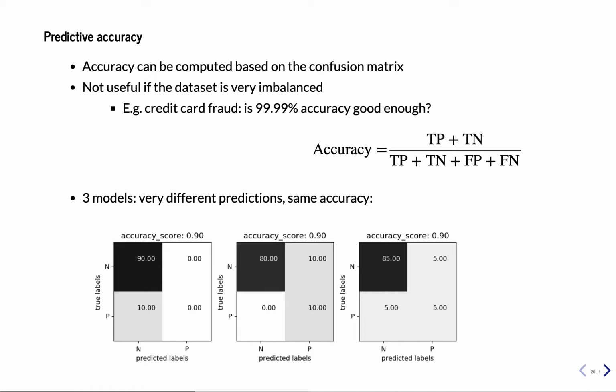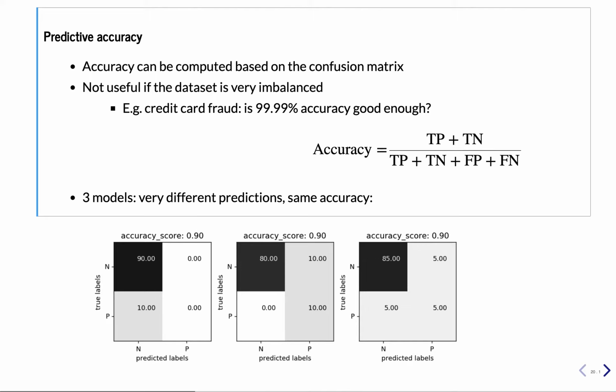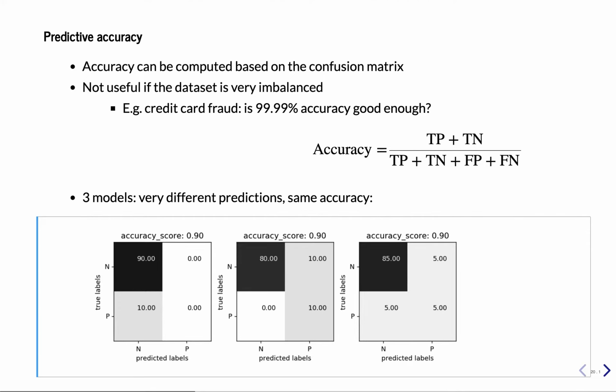Now, the first measure we can take from this is accuracy. And accuracy is, I think, the most well known. It's simply the number of correct predictions over the number of all possible predictions. This is almost never a good metric in real life because, say for instance, you have a credit card fraud detection problem, right? And you have a model that's 99.99% accurate.